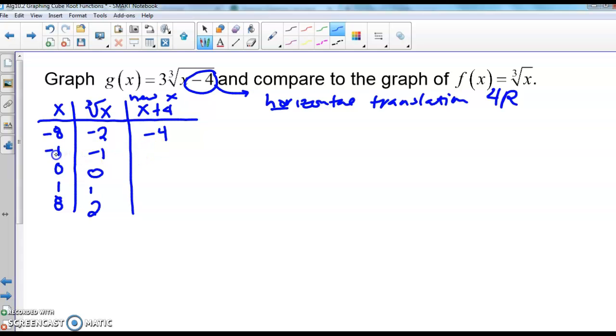The -1 plus 4 is 3. 0 plus 4 is 4. 1 plus 4 is 5. And 8 plus 4 is 12.